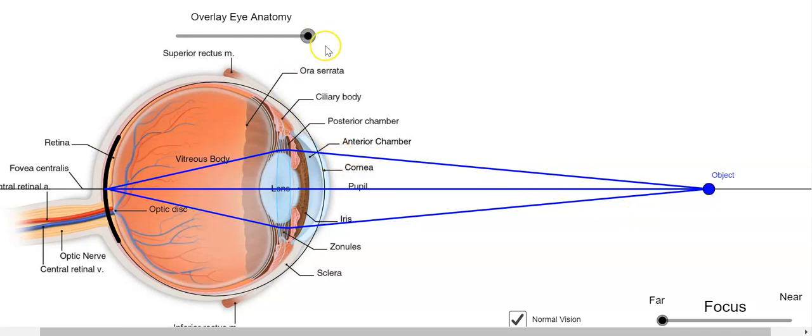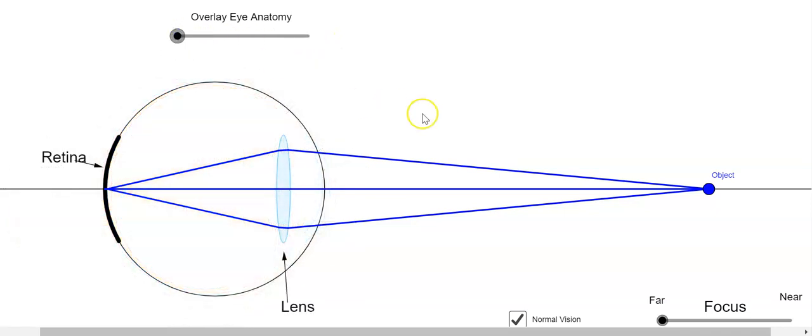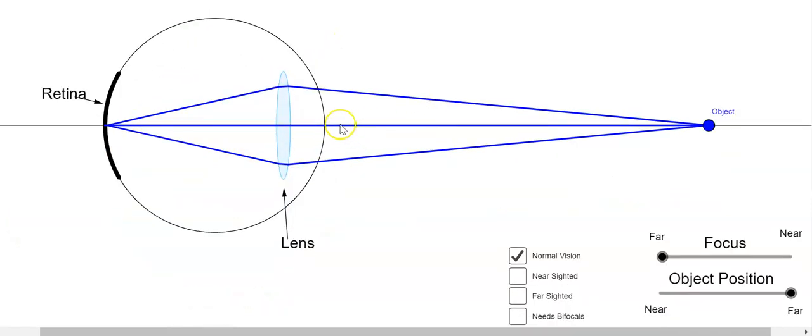I'm going to take the eye anatomy off just so we can see the rays of light coming through the lens. And so in this picture, we see a healthy eye where the lens is taking the light from a faraway object and focusing it on the retina so that the brain can interpret what that object looks like.